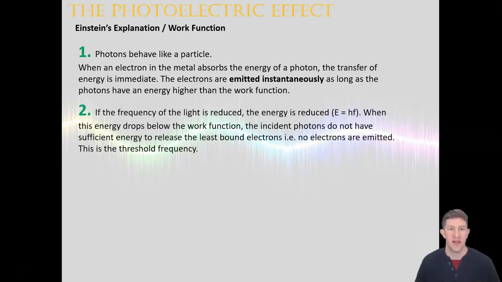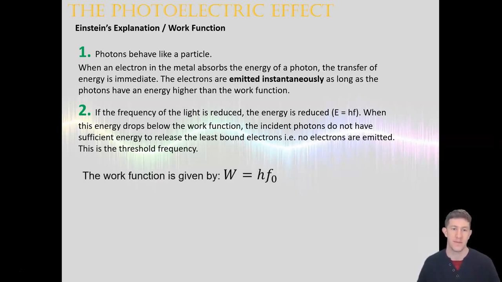In the second rule, if the frequency of light is reduced, the energy is reduced, using that E equals hf formula. So when the energy drops below that work function, the incident photons do not have enough energy to release the least bound electrons. So no electrons are emitted. This is where the threshold frequency comes in. The work function is given by W equals hf0. So the work function, as we talked about earlier, Planck's constant, as we've seen a million times now, and f0 is our threshold frequency.